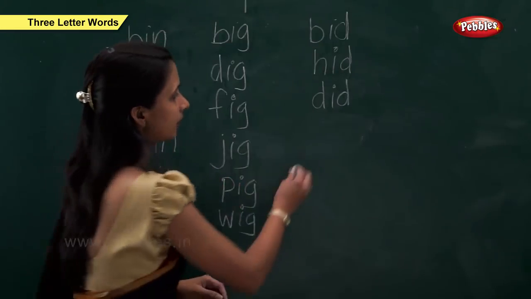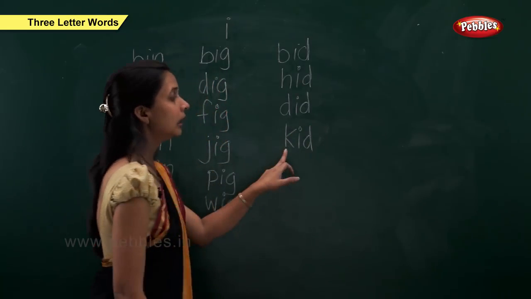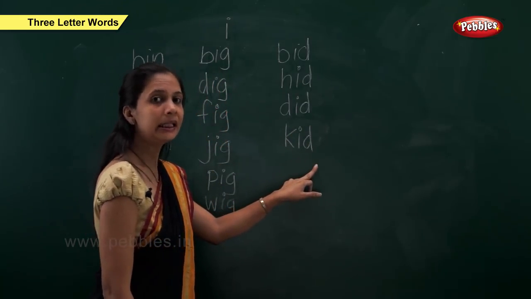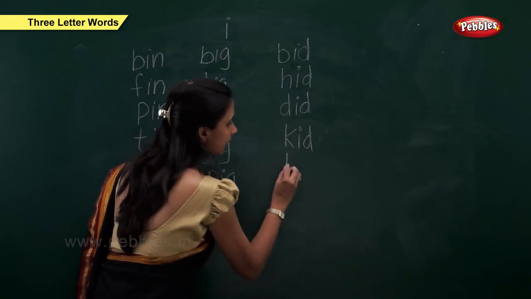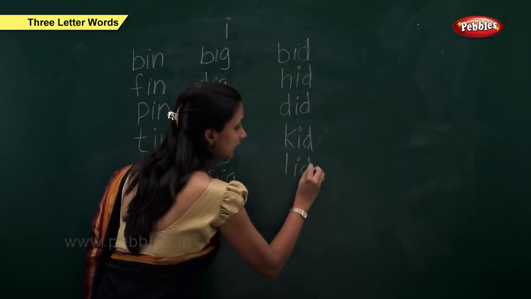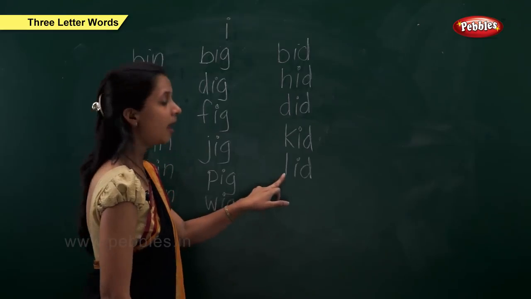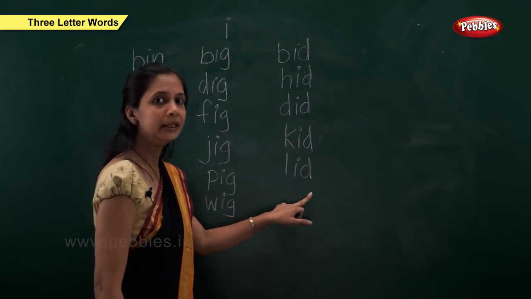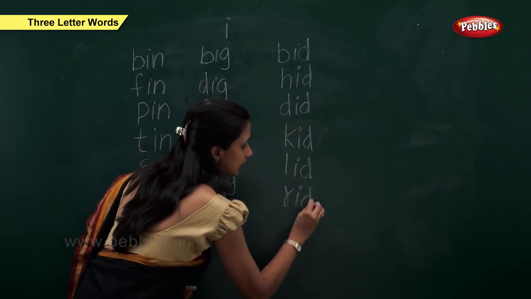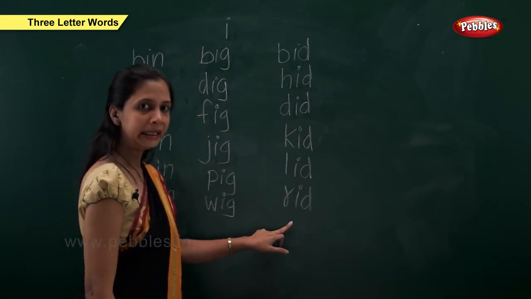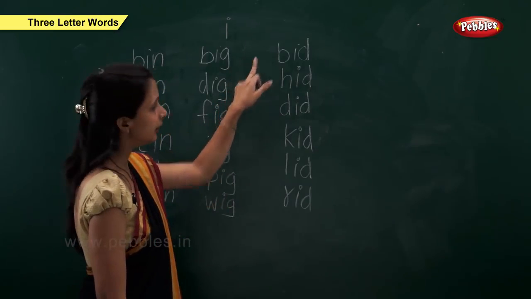The next is K, I, D, kid. K, I, D, kid. The next is L, I, D, lid. L, I, D, lid. The next is R, I, D, rid. R, I, D, rid. Okay, now we will again repeat.